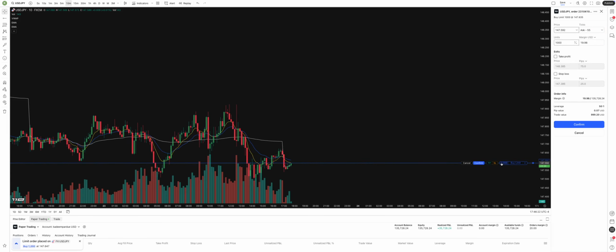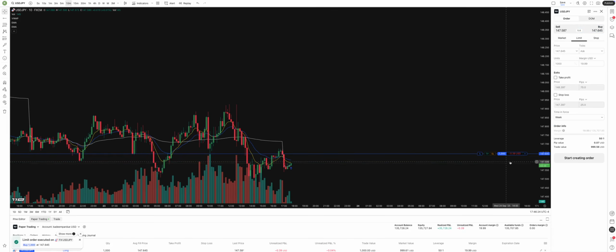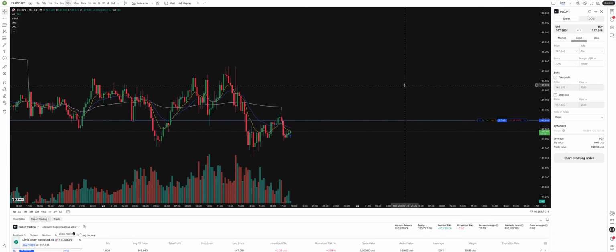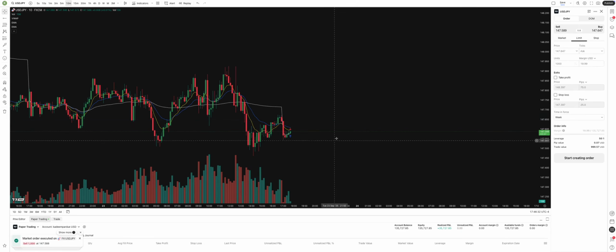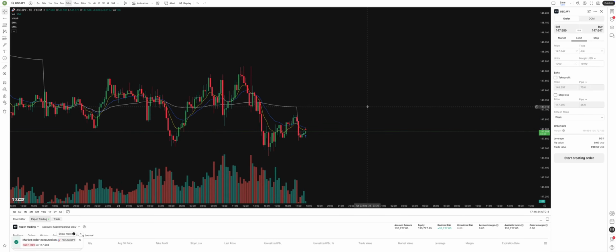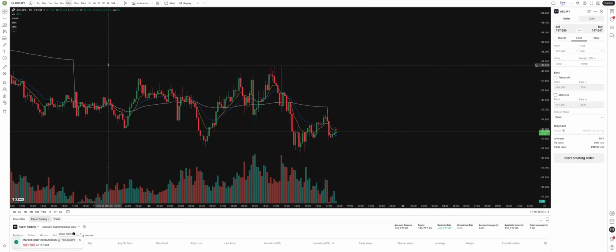You can also drag those orders if you'd like. So you can drag them directly on the chart and update your orders. And then you can close out your position if you'd like as well. Right, so trying to see if there's anything else.